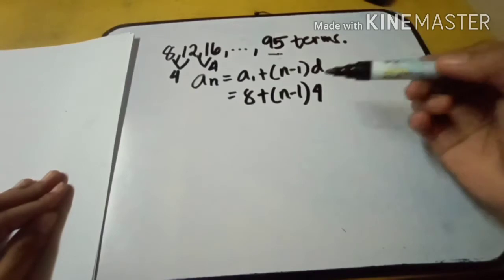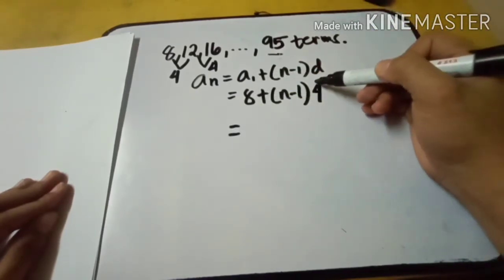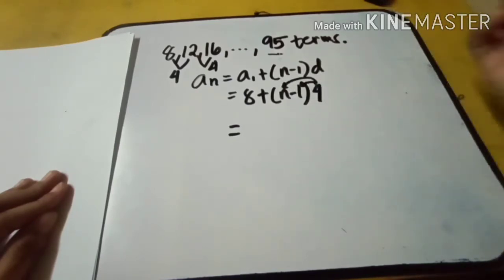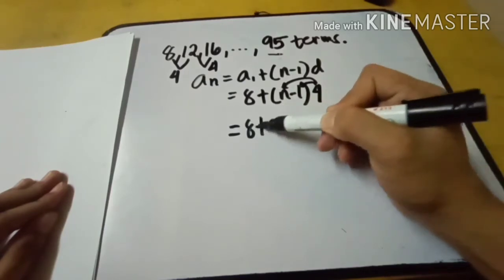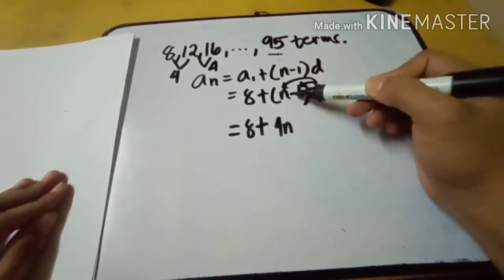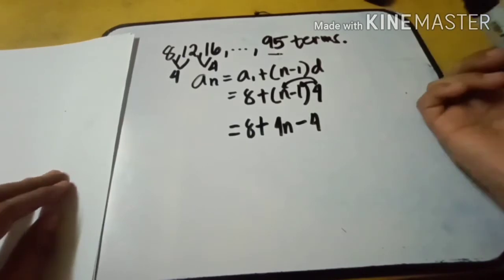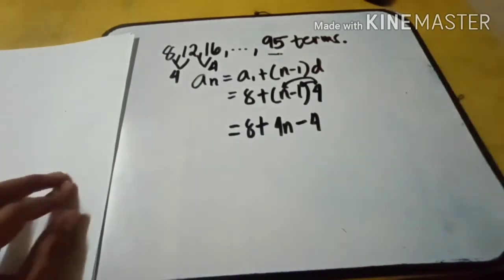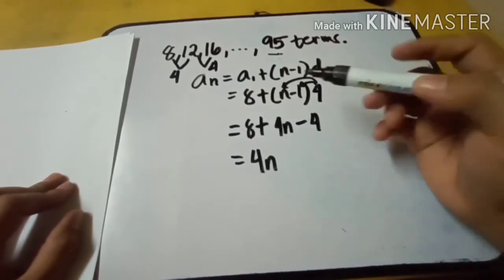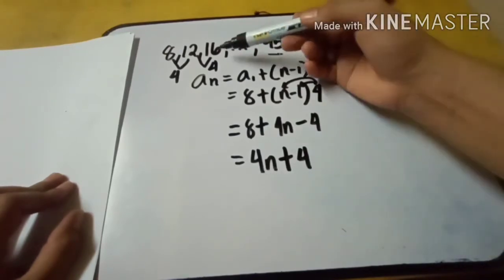So we have to evaluate now. In order to evaluate, we first distribute this 4 to the terms in the parentheses. So, copy first 8 plus. Then 4 times n will give us 4n. And 4 times negative 1 will give us negative 4. Then we combine the constants, this 8 and negative 4. So we copy first 4n. Then 8 minus 4 will give us positive 4. And this is the formula of this given sequence.